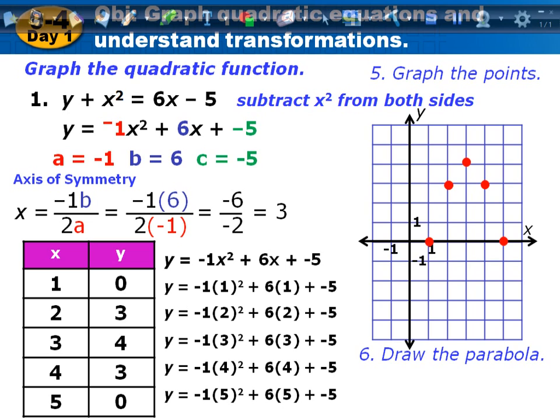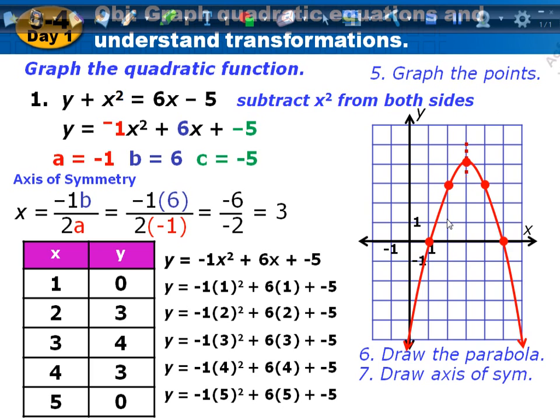Notice that it makes a U shape. Again, if you're graphing and it's not making a U shape in this chapter, you've done something wrong. Notice our a was negative, so our parabola opened downward, and it should have. So we drew our parabola.